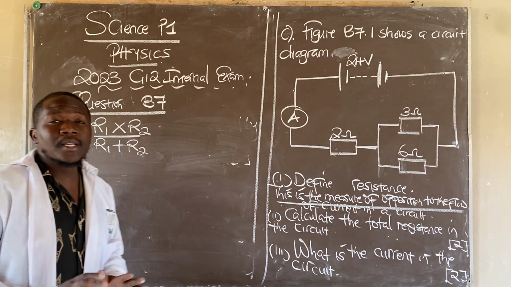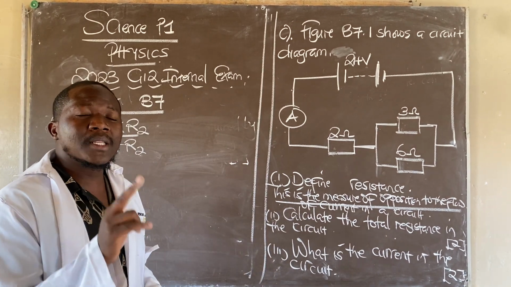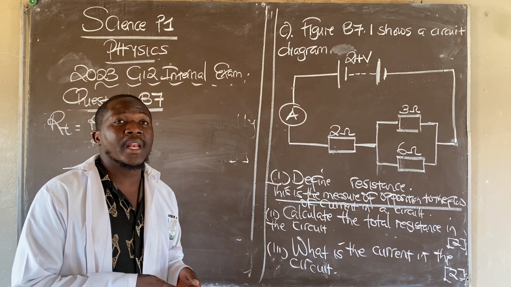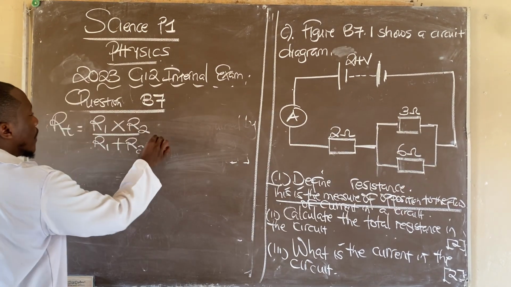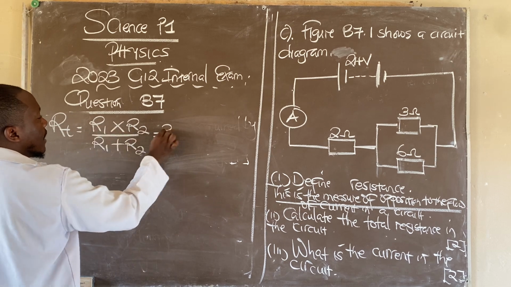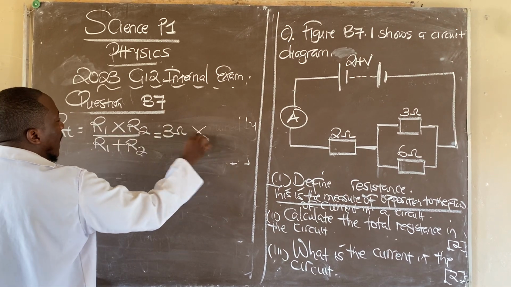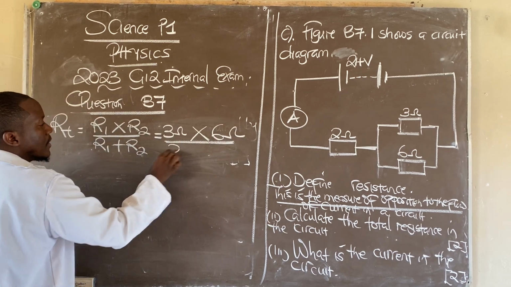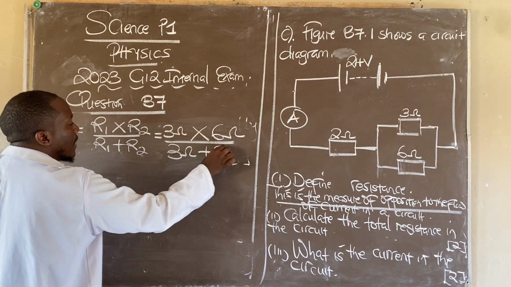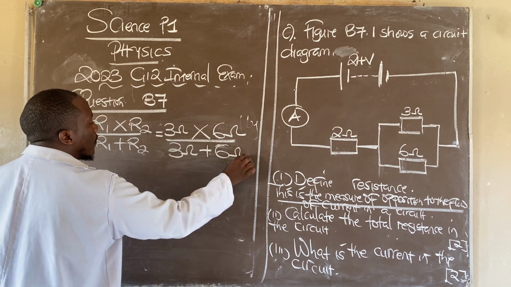This formula is only suitable if 2 resistors are connected in parallel, as observed between 3 ohms and 6 ohms. So here we're going to replace R1 with 3 ohms, multiplied by R2, which is 6 ohms, over 3 ohms plus 6 ohms.